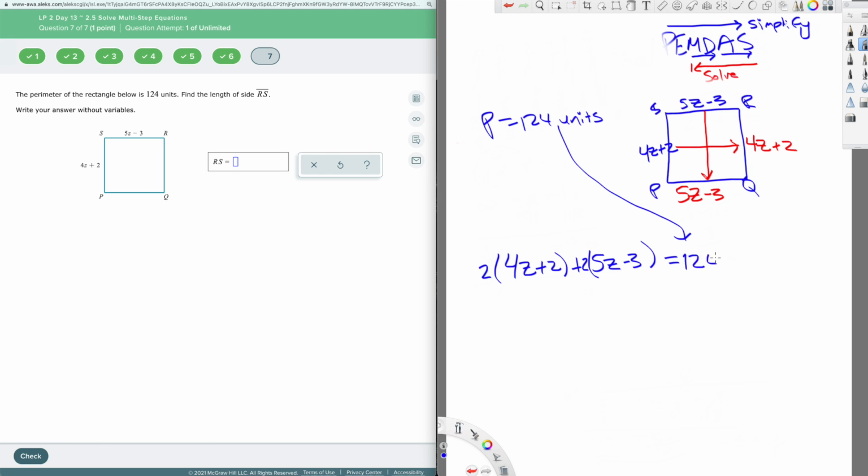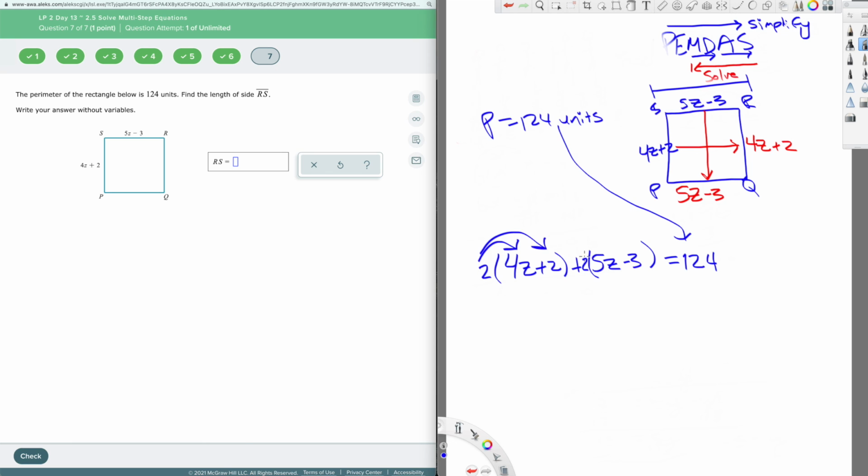So we know together that's going to equal 124. So we're going to solve for z. That's not actually our answer. They want to know, what does this length actually equal, RS? But in order to know what that length is, I need to know what the variable z is. I have to know what it stands for. So I have to solve this really quick to know what this is.